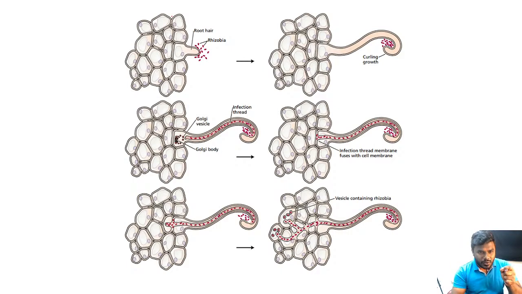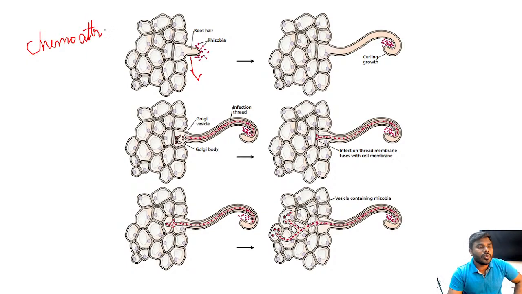In order to form the root nodule, first the bacteria and the plant have to be associated with each other. When the plant and bacteria are associated with each other, then only can the root nodule be formed. Now the question comes here: how do the bacteria and plant come close together? First of all, everyone listen, my friends, I'll explain twice. This is the root hair, correct?